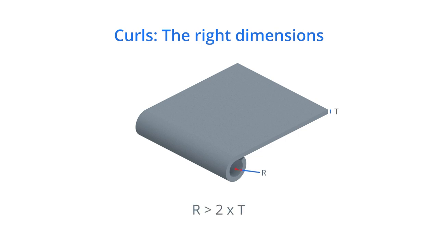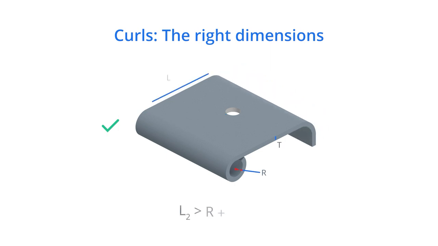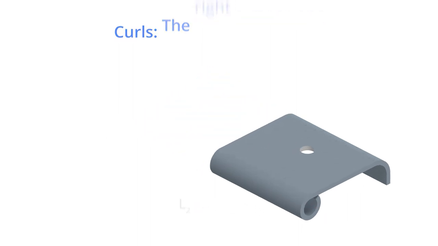The outside radius of curls must be at least twice the size of the material thickness. If you add holes next to the curls, place them at least the size of the curl radius plus the material thickness from the curls. Other bends should be placed at least 6 times the material thickness plus the radius of the curl from the curls. Hems, the right dimensions.